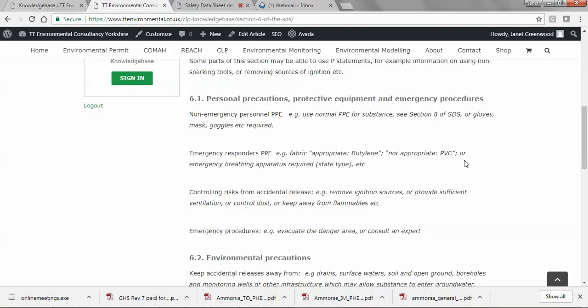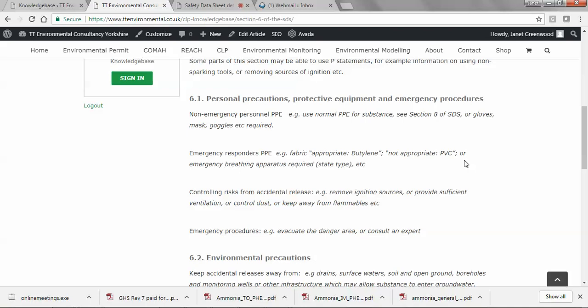Controlling risks from accidental release. In this case, things like removing ignition sources or controlling dust or keeping away from flammables. Think to yourself, right, a spill's happened. What would I personally want to have if I was going to tackle it? And also any emergency procedures, like do you evacuate the danger area? Should you ring somebody for help? Particularly with flammables, make sure that people don't do anything electrical.